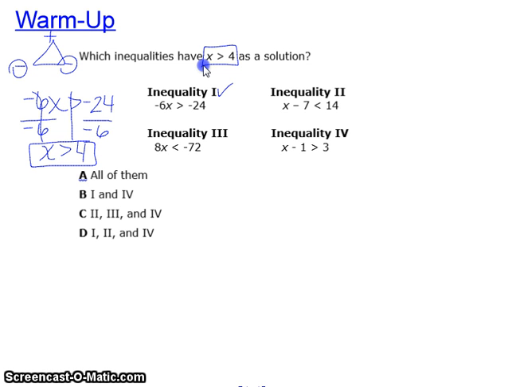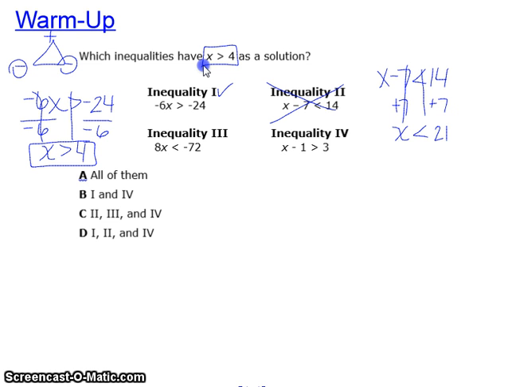So let's do inequality 2. x minus 7 is less than 14. In order for me to do this, I have to draw a line through my inequality sign and do the opposite of minus 7, which is to add 7. These cancel. I'm left with x is less than 14 plus 7, which is 21. Well, x is less than 21 does not match x is greater than 4, so I know that inequality 2 cannot be my answer.